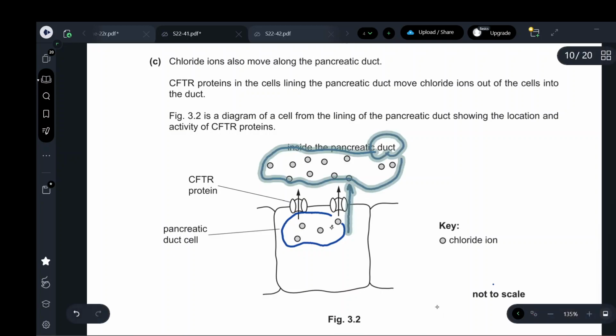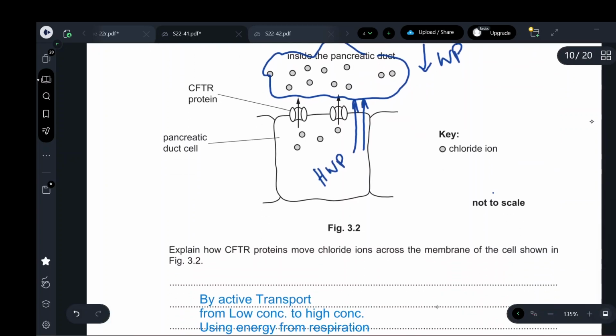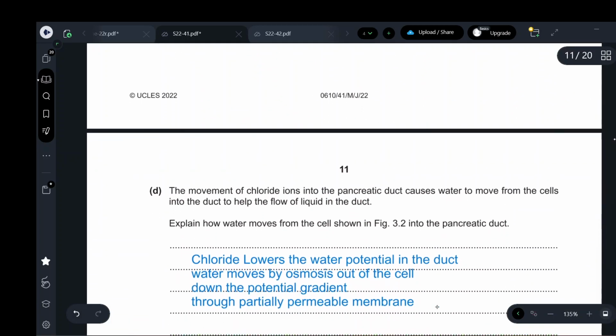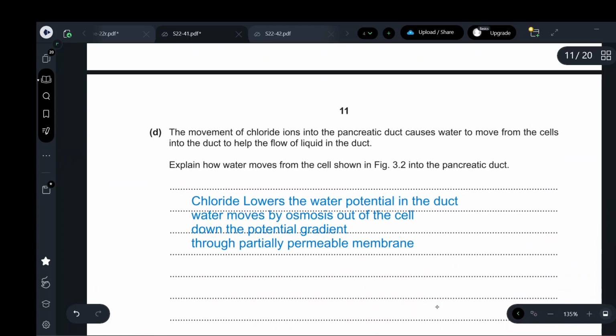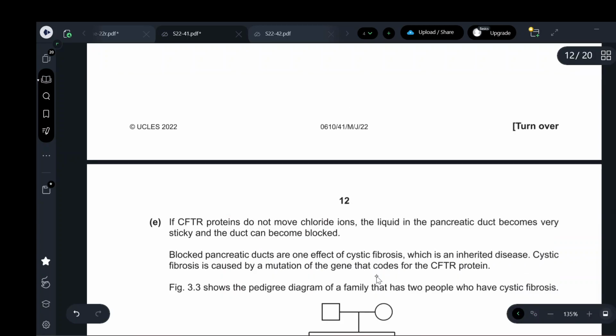The same happens here. When there is a lot of chloride, it will lower the water potential, and inside the cells it will be high water potential. Water will move out of the cells by osmosis down the potential gradient through the partially permeable membrane. So chloride lowers the water potential. Water moves by osmosis down the potential gradient through a partially permeable membrane.